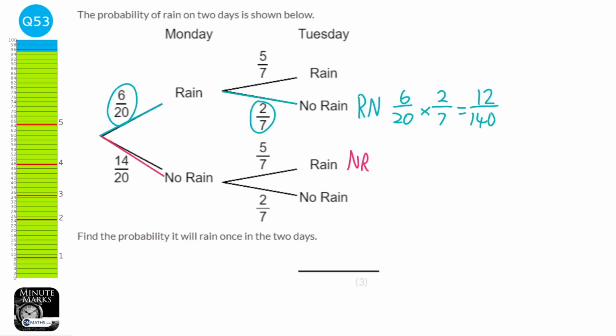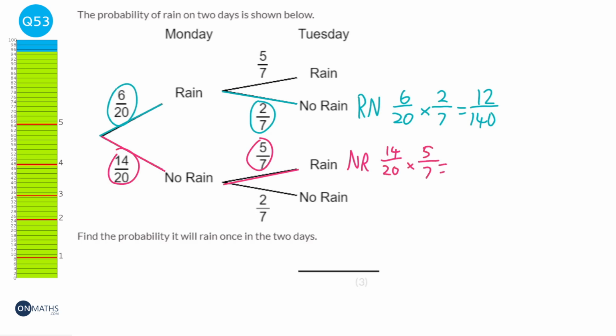And to work out the probability it will not rain on Monday and rain on the Tuesday, we're just going to multiply the 14 over 20 by the 5 over 7, so that'd be 14 over 20 times 5 over 7, and that will give us 70 over 140.